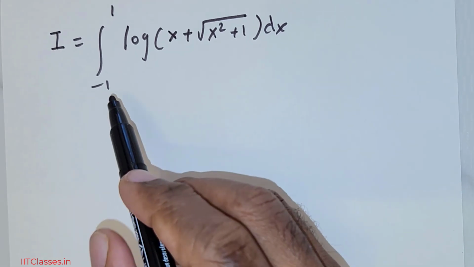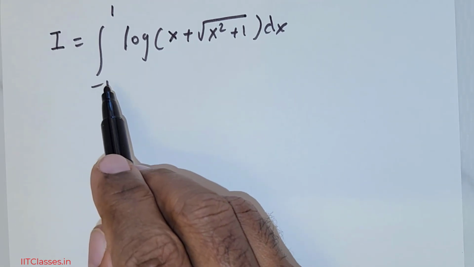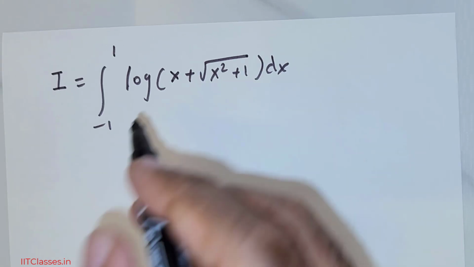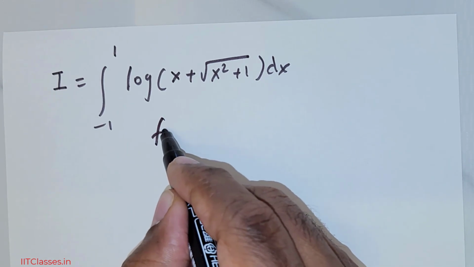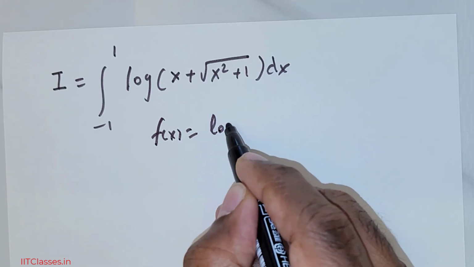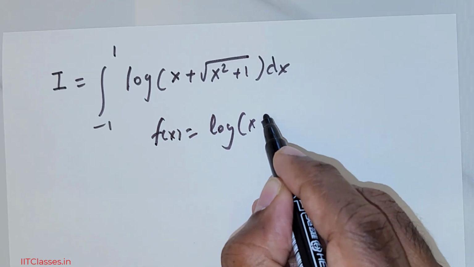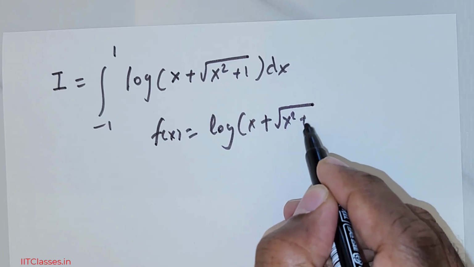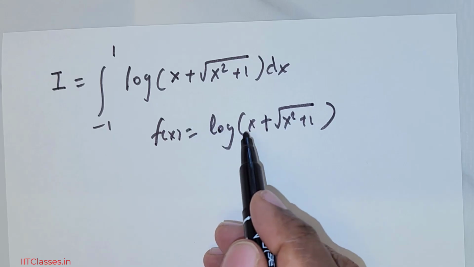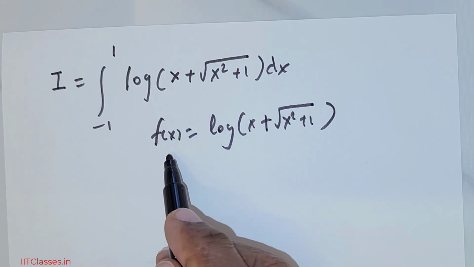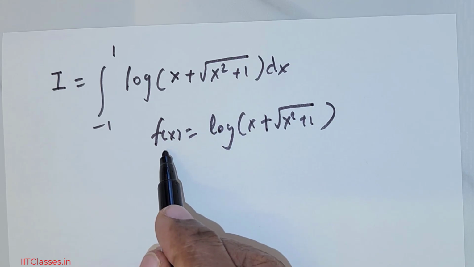Good day everybody, we are given this question: the integral from negative 1 to 1 of log of (x + root of x squared + 1) dx. Now the function here is log of (x + root of x squared + 1). Apparently we have been given the limits negative 1 to 1, so my intention is to see if the given function is odd.